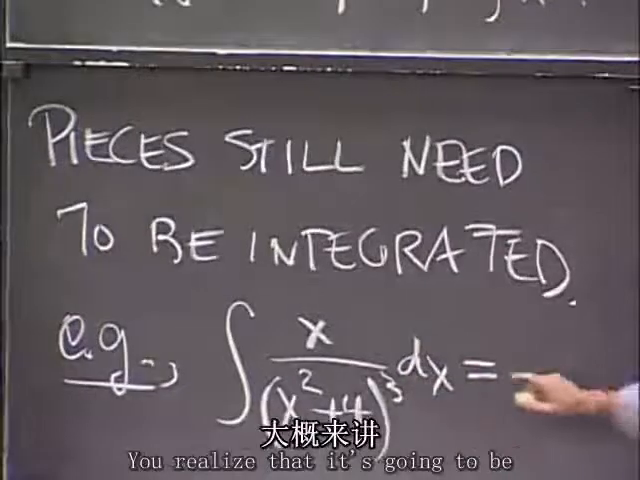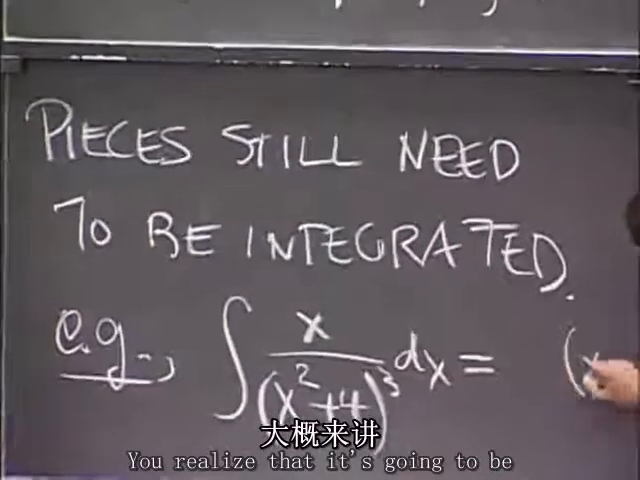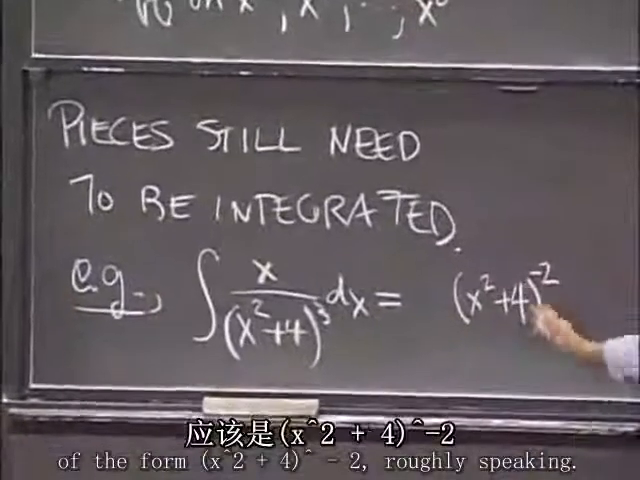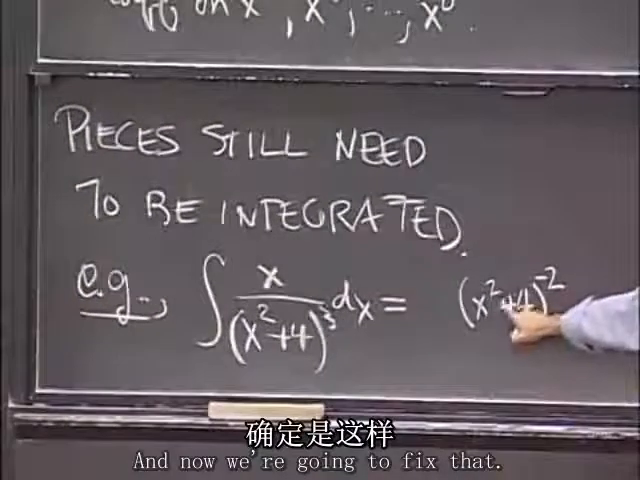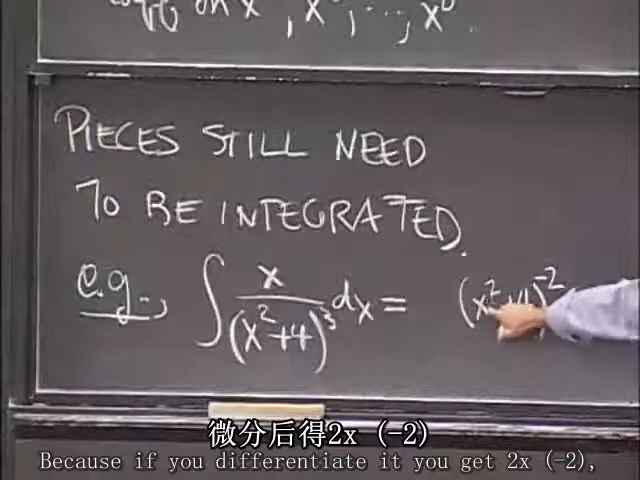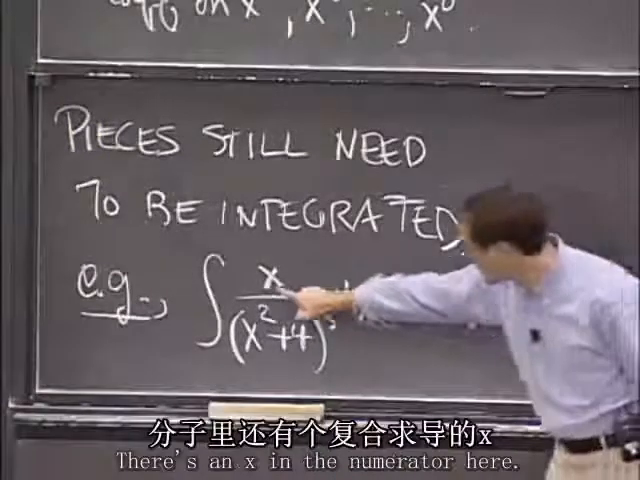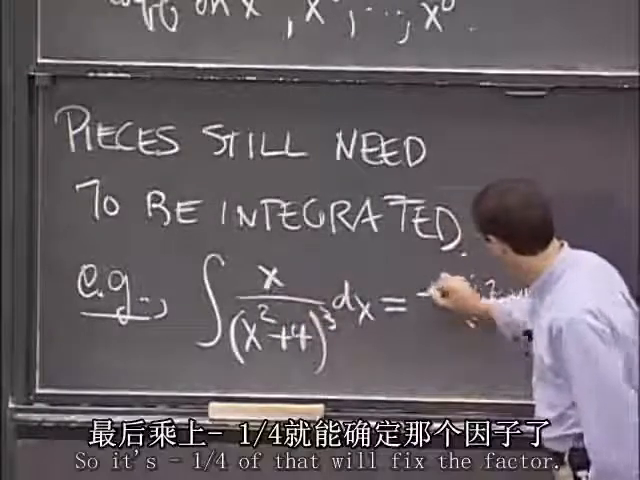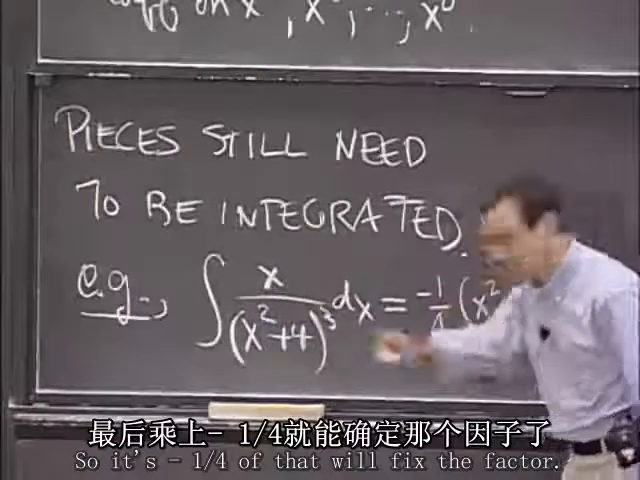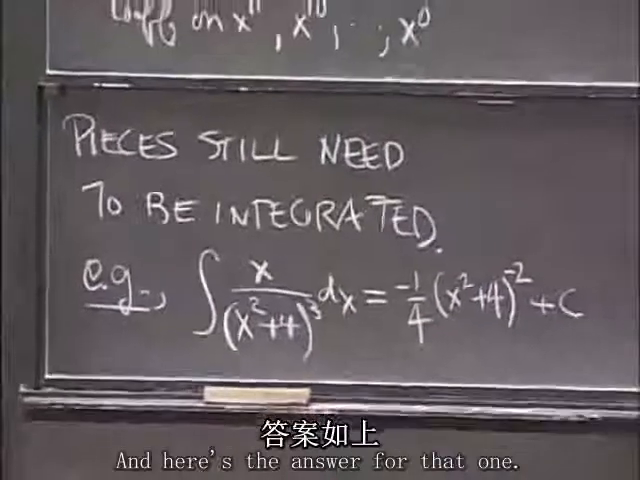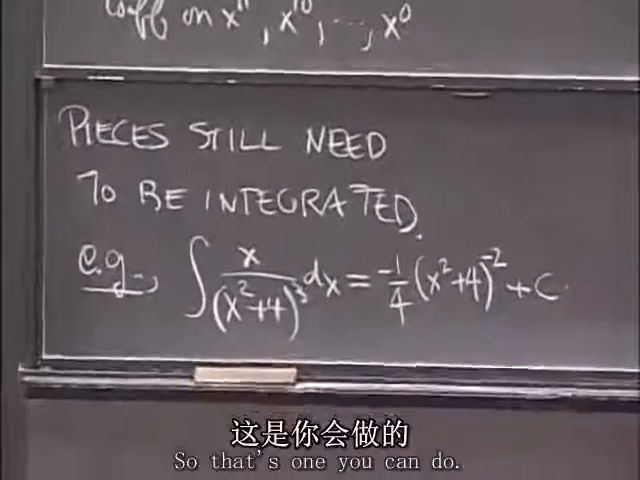substitution. You realize that it's going to be of the form x squared plus 4 to the power -2, roughly speaking. And now we're going to fix that, because if you differentiate it, you get 2x times the -2. That's -4 times x times this. There's an x in the numerator here. So it's -1/4 of that. We'll fix the factor. And here's the answer for that one. All right, so that's one that you can do.